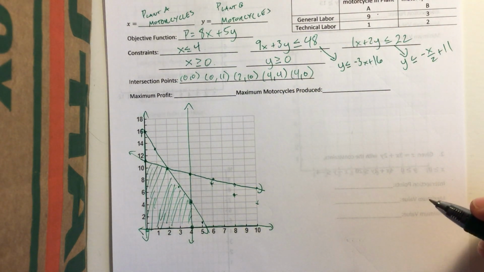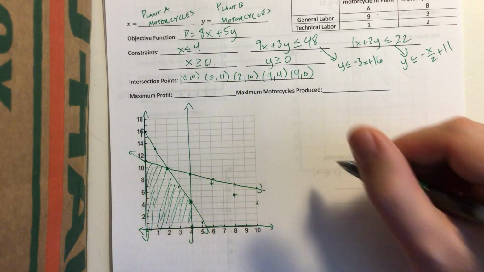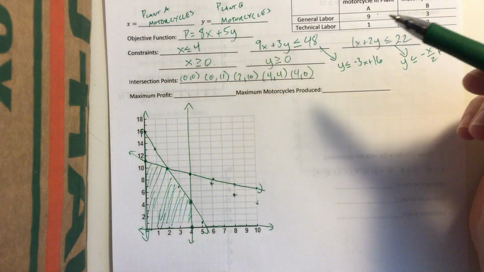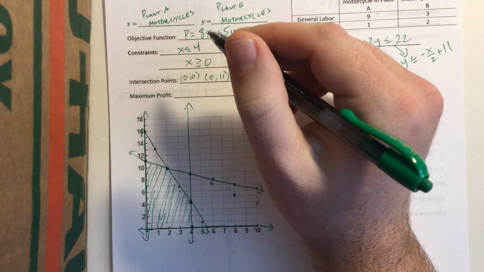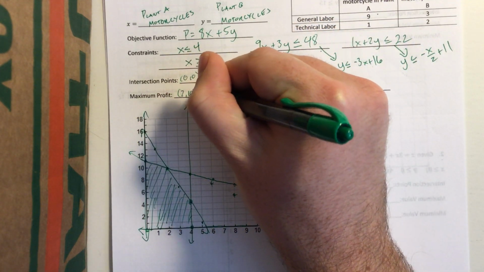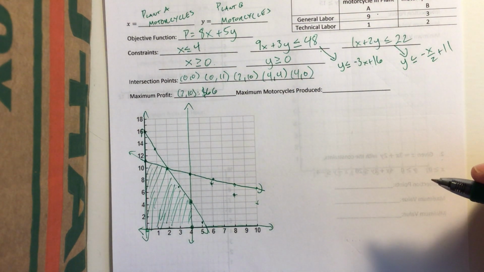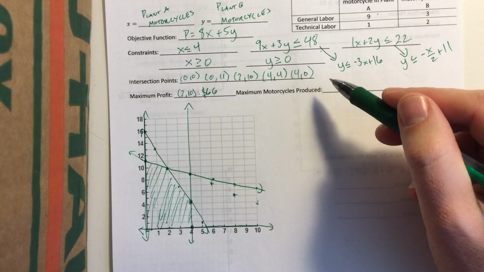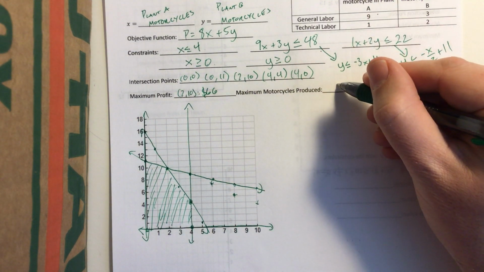And we need to check all of these. And we're going to plug them back into this profit function. And I'll just go ahead and write which one ended up working. I'm going to assume you know how to check it. What ends up working is the (2, 10). So the (2, 10) produces $66. That ends up being the most you make from your motorcycle plant. The pet store is doing better than you. And then your maximum motorcycles produced. So we're producing 2 plus 10, we're producing 12 motorcycles.